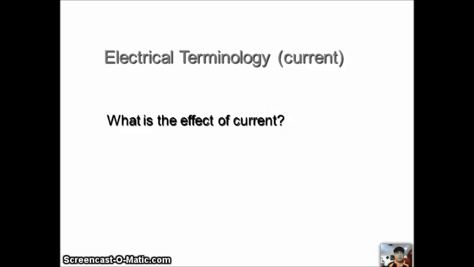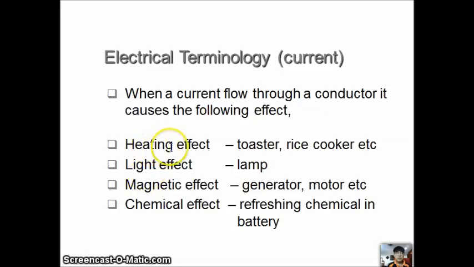Now we look at the effects of current. What does current do? Current can produce heat, for example, in a toaster or rice cooker. Current can produce light, for example, in lamps. And current can cause movement, for example, in a motor. And it can cause a chemical effect. For example, in a battery, when you charge a battery, the chemical property of the plate changes.